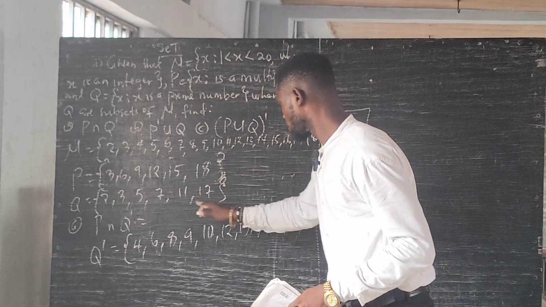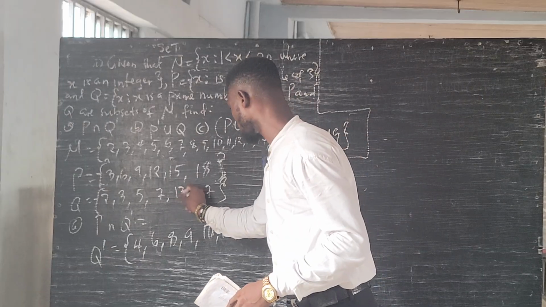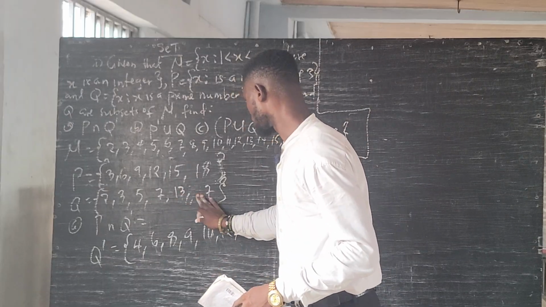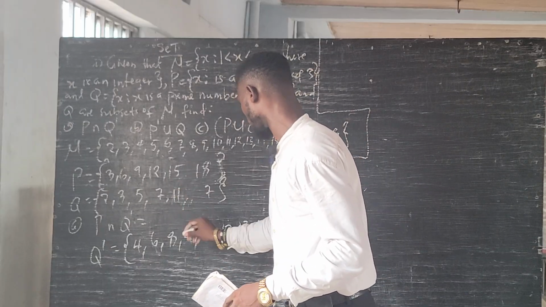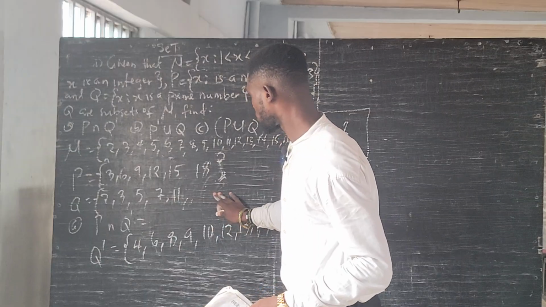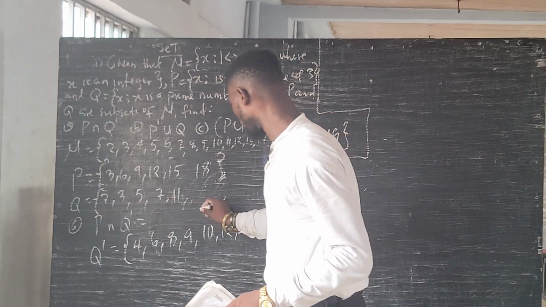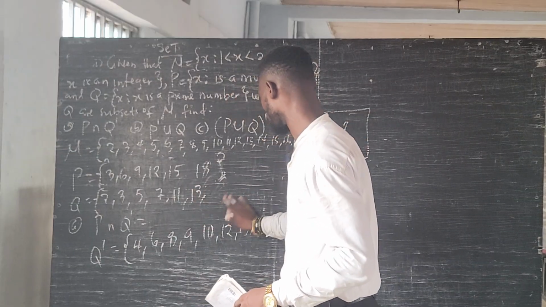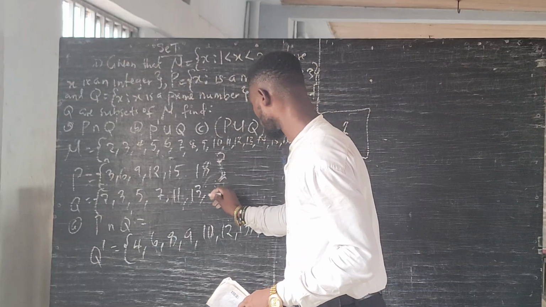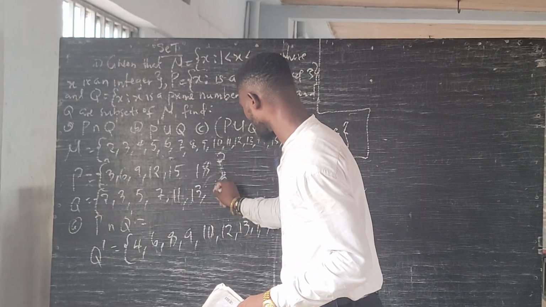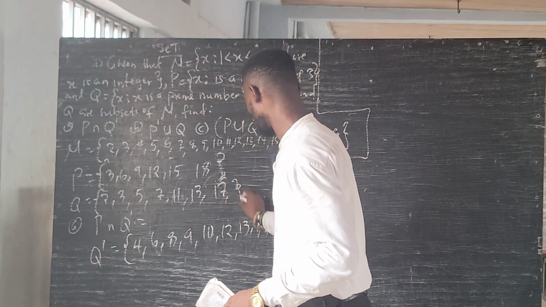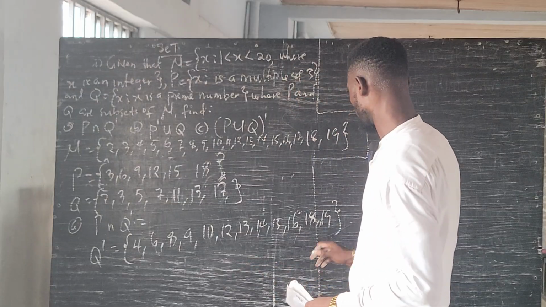Okay. Sorry, I was not supposed to put 13. 13 is a prime number. 11 is a prime number, 13 is a prime number, and 17 is a prime number.